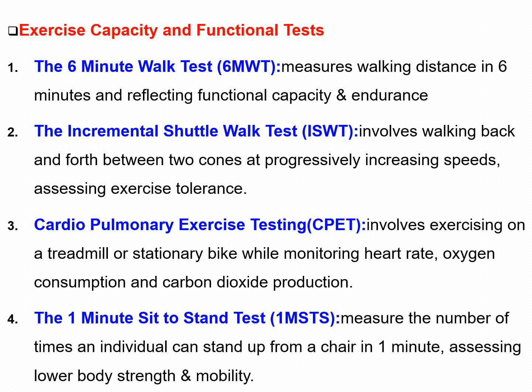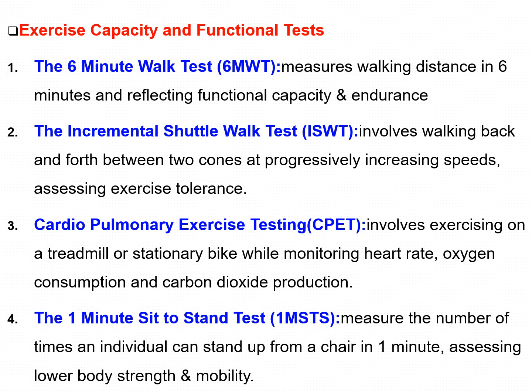The third one, cardiopulmonary exercise testing, CPET. It involves exercising on a treadmill or stationary bike while monitoring the heart rate, oxygen consumption and carbon dioxide production. The fourth one, the 1-minute sit to stand test, 1MSTS. It measures the number of times an individual can stand up from a chair in 1 minute, and it basically assesses the lower body strength and mobility.